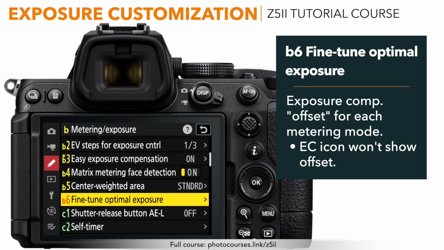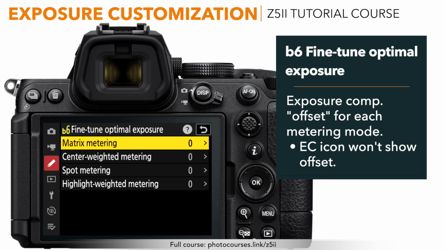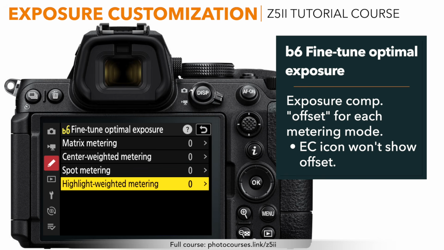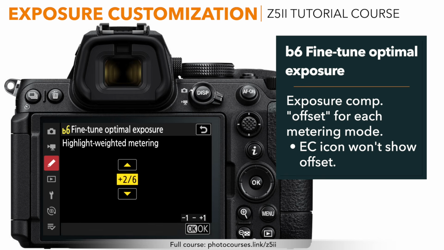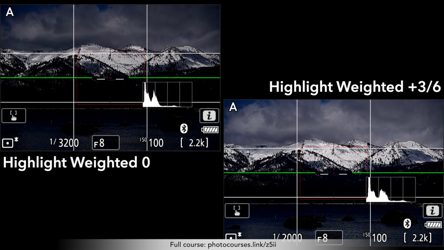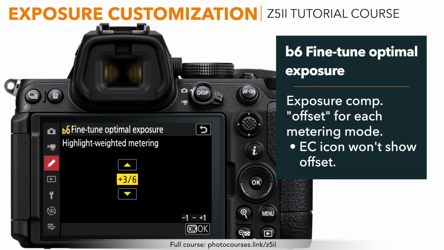Fine tune optimal exposure will let you set an exposure compensation offset for each metering mode. For example, if you want the highlight weighted metering to give you brighter highlights than what the camera normally meters for, you can set that to, say, plus 3/6, which is 1/2, but you're going to be adjusting all of these in 6. And you can set offsets from -1 to +1. When you do have an exposure compensation offset for any of the metering modes, you are not going to see the exposure compensation icon because there is an offset programmed.